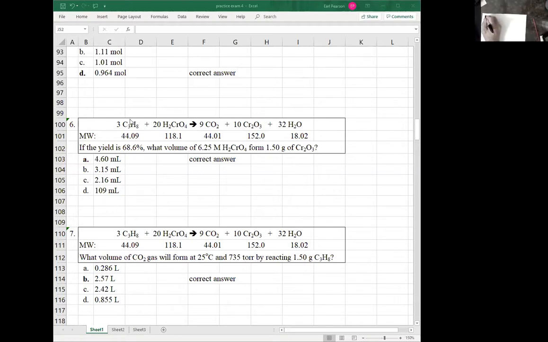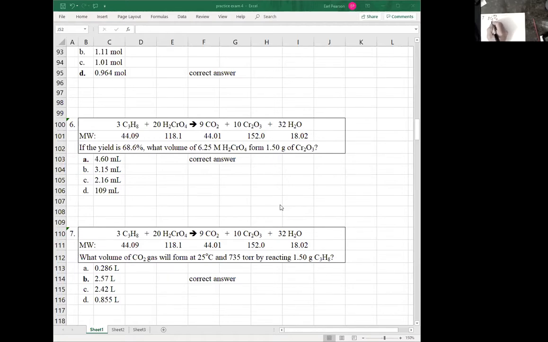Be number 7. Okay, and number 7, we're going to get the amount of CO2 at some temperature and pressure for 1.5 grams of propane. So I've got 3 C3H8, and I've got 1.5 grams of that.